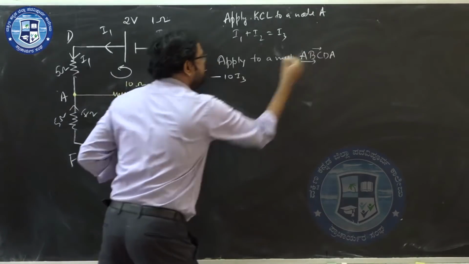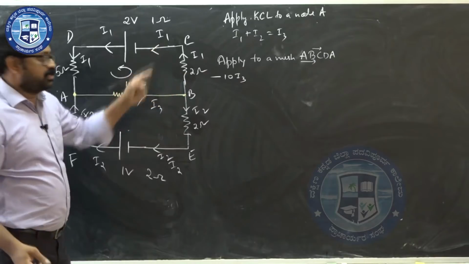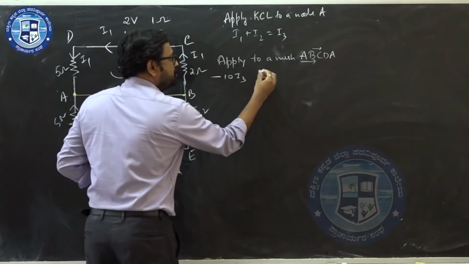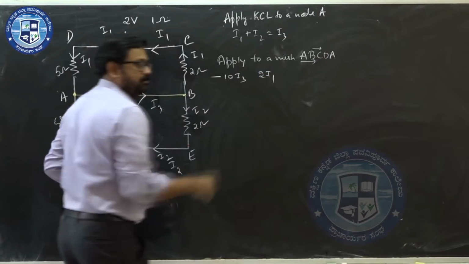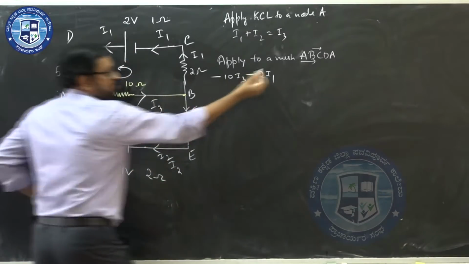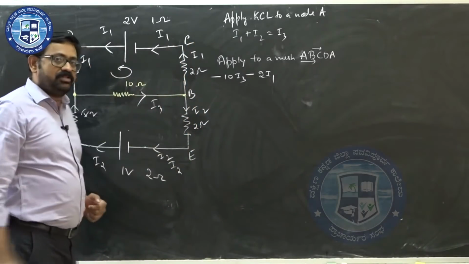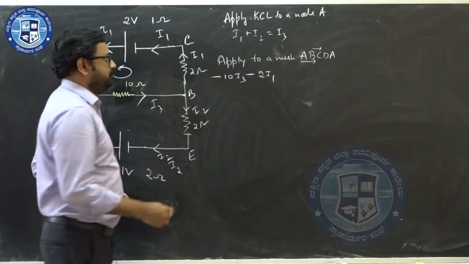We will move from B to C. B to C, do you have any resistance? Obviously, there is a 2 ohm. What is the current? I1. So, it is 2 into I1, right? Plus 2 into I1 or minus 2 into I1? Again, it is minus, because direction of traverse is from B to C. Conventional current in the branch is also in the same direction. So, product of IR is negative.